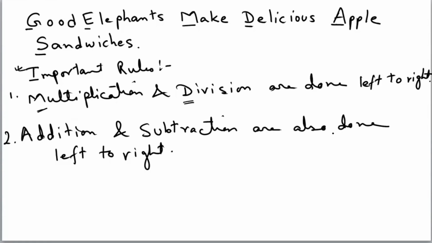Now let's solve the questions. Question number 1: 8 plus 2 times 5. So we have to recall our GEMDAS. Here we have addition and multiplication. According to the rule, what will come first? That is M, multiplication. It means we have to multiply first.